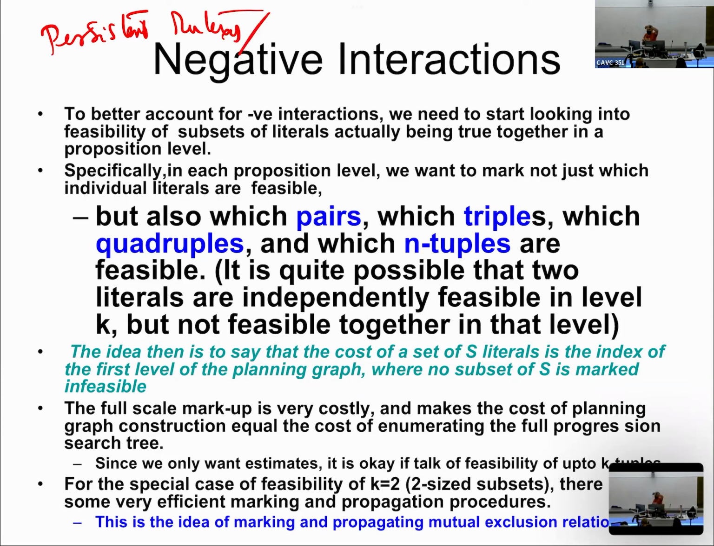So there could be a level-specific mutual exclusion: within level K, you can't do both of them together. But if they are persistently mutually exclusive, that means they can never be done together. That means there's no plan.